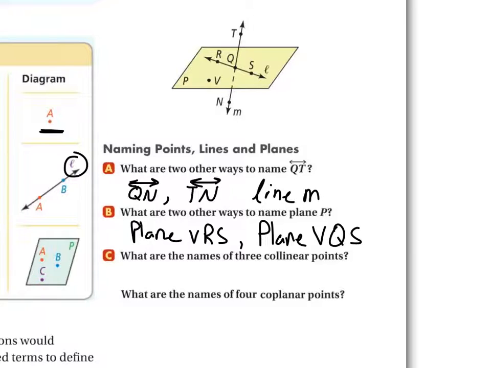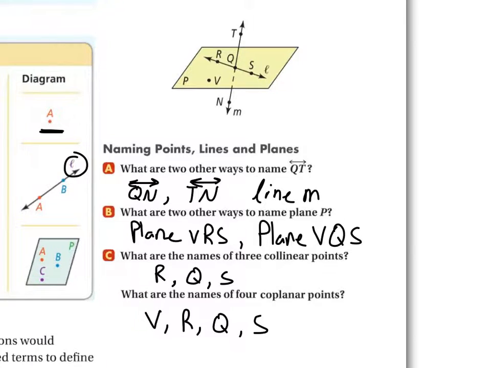We already answered this, but what are the 3 collinear points? R, and make sure you put a comma between because we're making a list here. R, Q, and S. Those are our 3 collinear points. Well, what are the 4 coplanar points? 4 points that are on the same plane. Go ahead. V, it's the same list as our collinear ones, except now we add V to it, right? V, R, Q, and S.